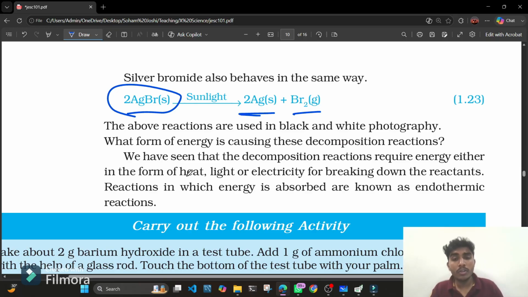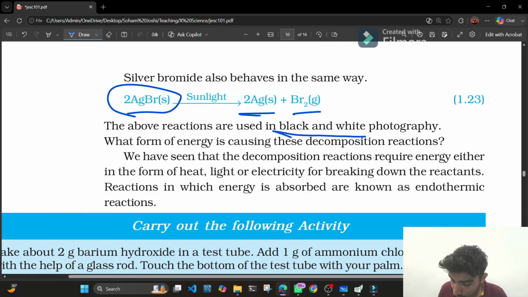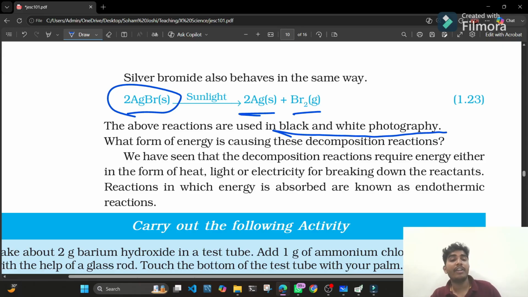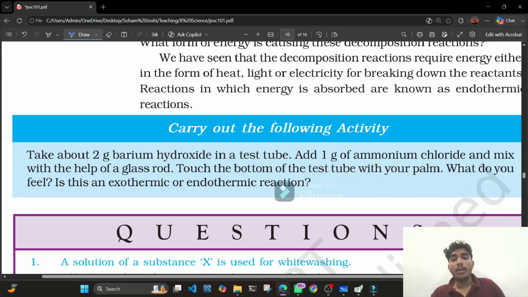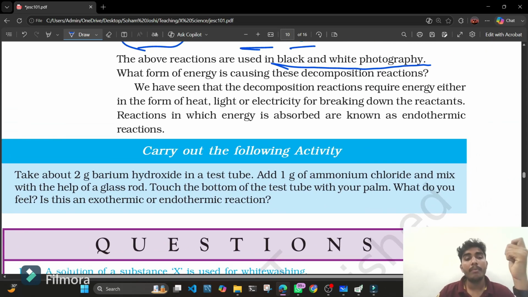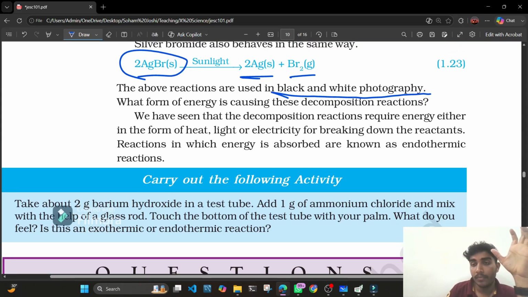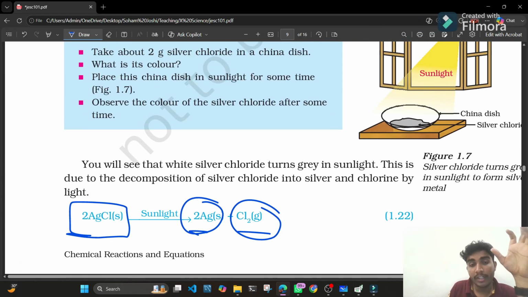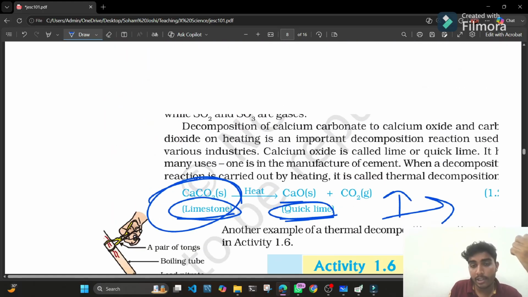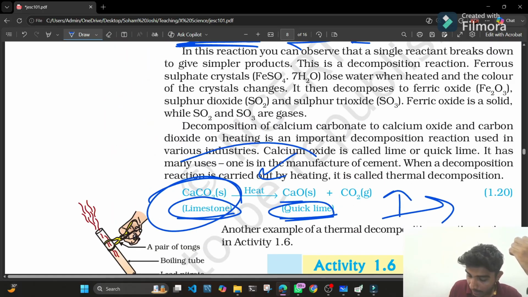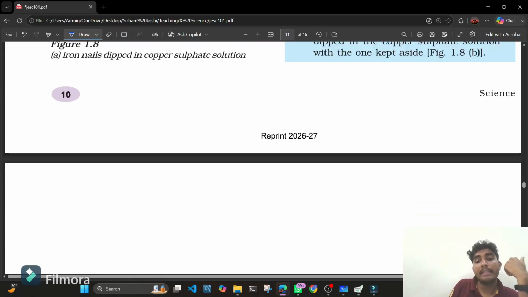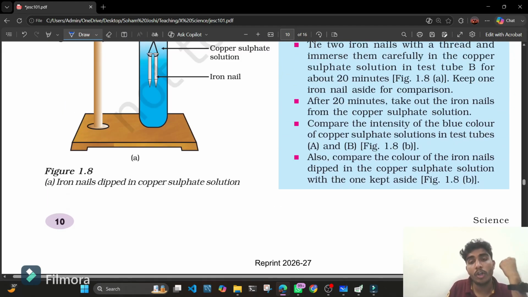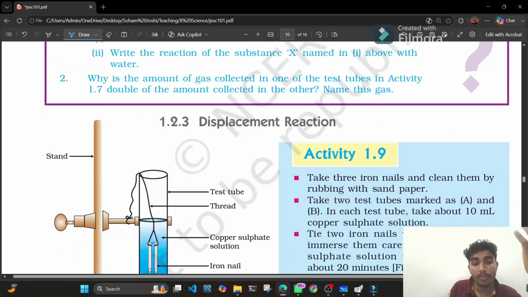Okay. Also, you must remember that these both reactions are used in black and white photography. ठीक है? I hope this is clear. Also, one more thing that you need to remember is that reactions in which energy is absorbed are known as endothermic reactions. So you saw that here the energy was absorbed, heat was absorbed, na? In these reactions, heat was absorbed. So these all reactions are called endothermic. Exothermic, heat is released. Exo released, endo absorbed. Exo released, endo absorbed. ठीक है?